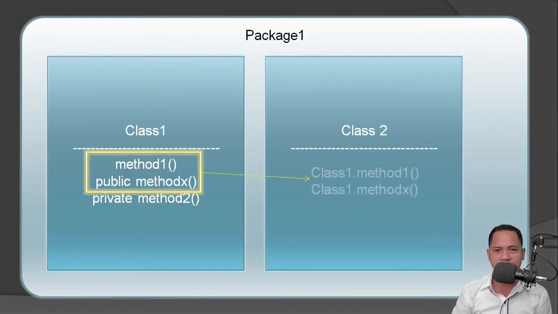Besides method 1, which has the default access modifier, method X is also accessible within class 2 because method X is public. But method 2 is private in class 1, and therefore it is not visible within class 2.